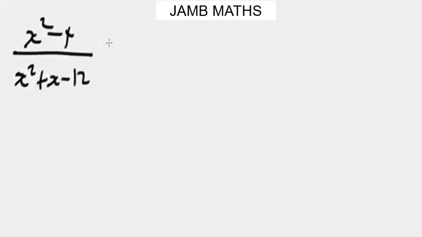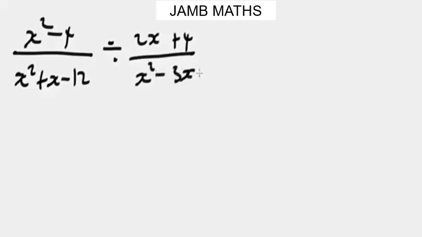Okay, so having known that, let's look at this example. Let's say we are given x squared minus 4 all over x squared plus x minus 12, divided by 2x plus 4 all over x squared minus 3x. Now, to begin to solve this kind of problem, firstly, we need to invert the values at this right.